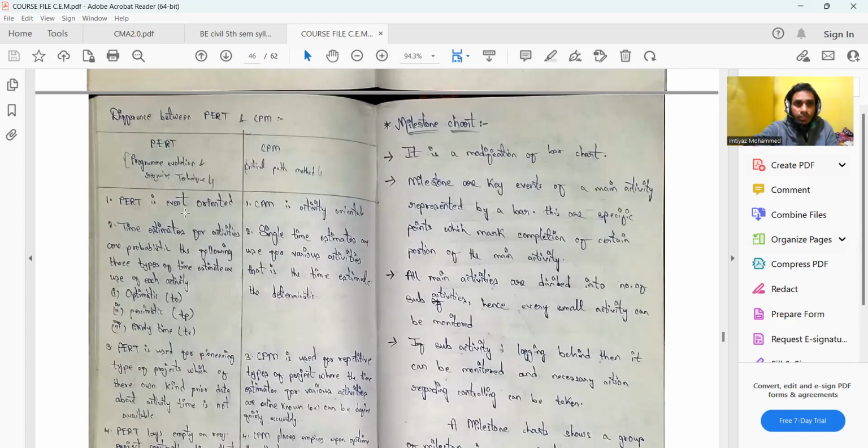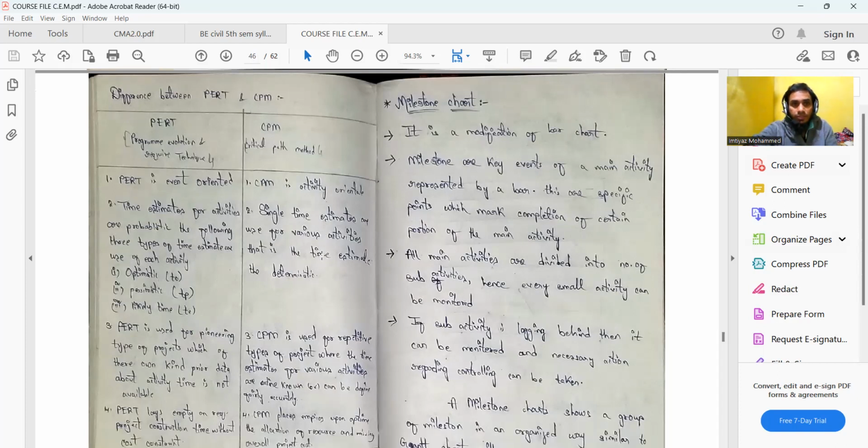PERT is generally event oriented, CPM is activity oriented. In PERT, that is Program Evaluation and Review Technique, we are using three time estimates: one is known as the optimistic, followed by pessimistic, and most likely time. Whereas in the critical path method, we have a single time estimate, which is being used for the different activities.